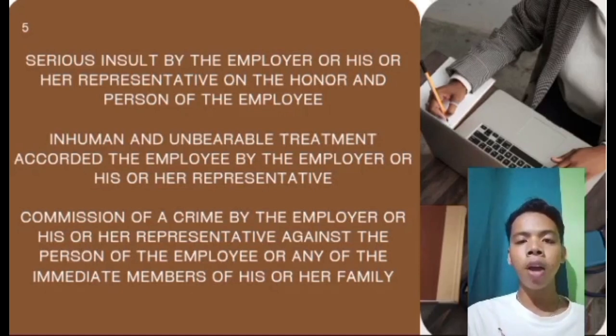Next, commission of a crime by the employer or his or her representative against the person of the employee or any of the immediate members of his or her family. If the employer or their representative commits a criminal act, insult, or threat against the employee or their immediate family, spouse, children, or parents, the employee may resign immediately. For example, a manager physically assaulting an employee or stealing property. The legal basis also supports the employee's immediate resignation in such cases.